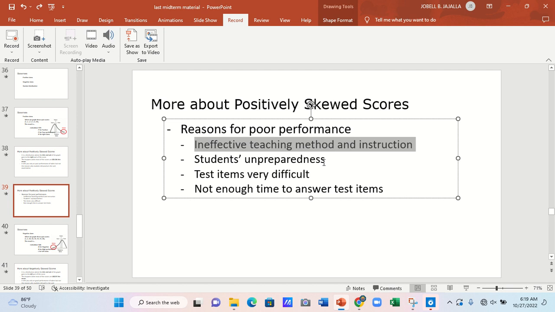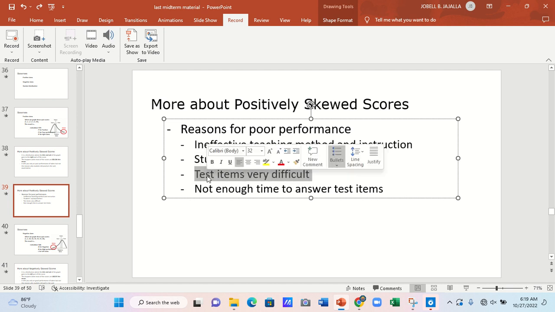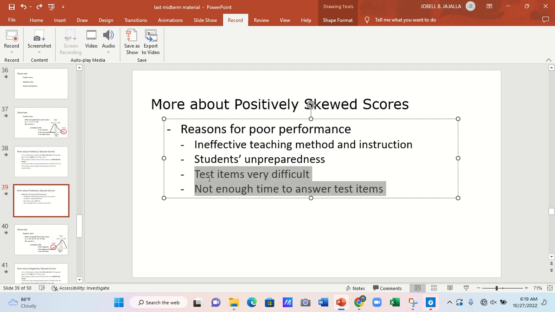Now, the second one is students' unpreparedness. Pasabot ana gipa-surprise quiz nimo sila and then lisod kayo ang topic, then nag-surprise quiz ka. So, expectedly, with high likelihood, it will more likely lead to positively skewed scores. Then the third one is test items very difficult. So, it makes sense. Kung lisod kayo ang mga test items, dako jud ang tsansa na ma-positively skewed ang mga scores. The fourth one, not enough time to answer the test items.